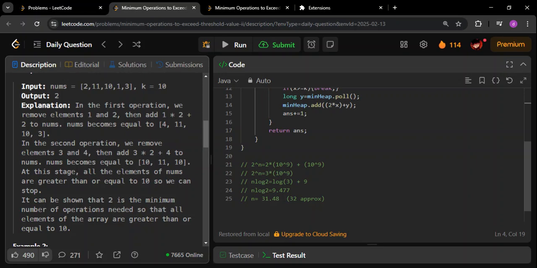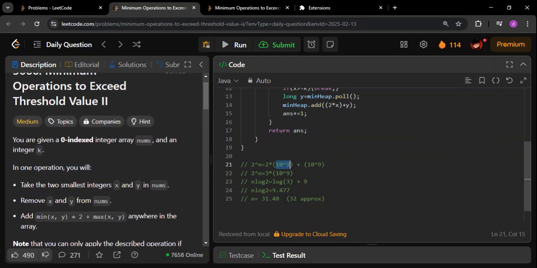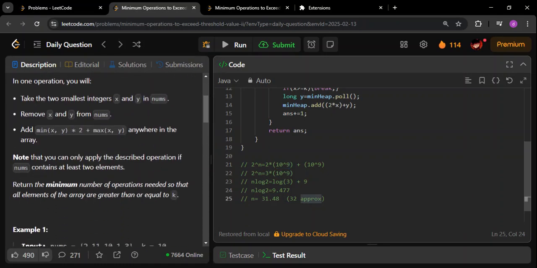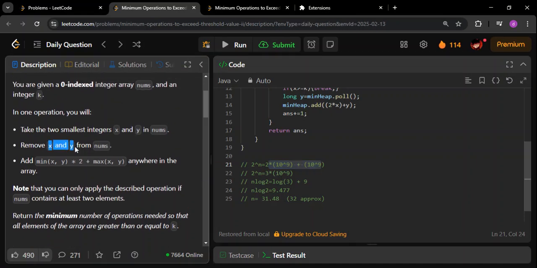In the worst case, this could happen: both values, let's say, are 10 power 9. So 10 power 9 will be removed, and this value will be updated: 2 into 10 power 9 plus 1. Instead of x and y, I'm just replacing x and y with 10 power 9. These two values will be removed, and the value that will be updated is min of 10 power 9 into 2 plus 10 power 9. So 2 into 10 power 9 plus 10 power 9 becomes 3 into 10 power 9.